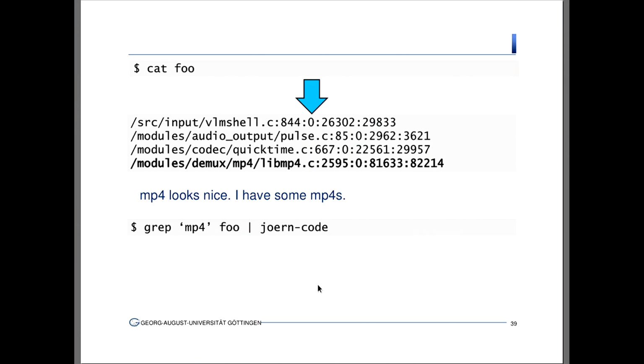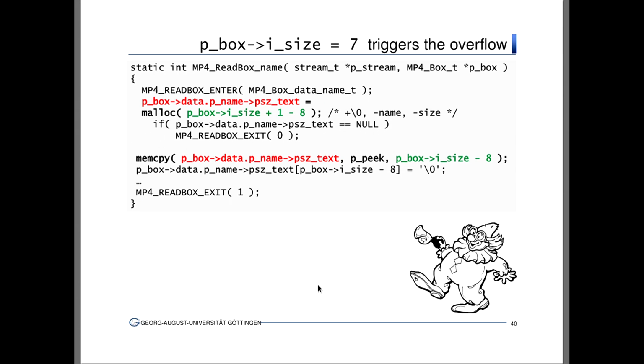And I immediately said, oh wow, okay, MP4 looks nice, I have some MP4s. Right? So let's look at the MP4 stuff, and then you can pipe it into Yearn code, which will give you the code. Right? So this is what you find. You find a function called MP4 readbox name, and well, I would have asked you how to trigger the bug, but I wrote it in the title of the slide. So it looks very similar to the bug that Stefan found.